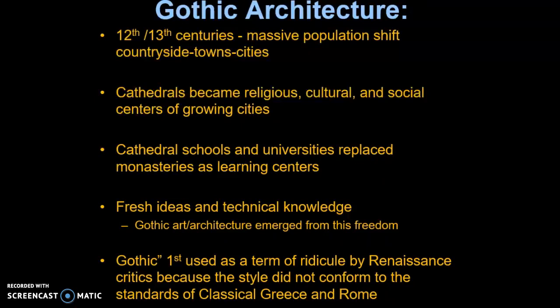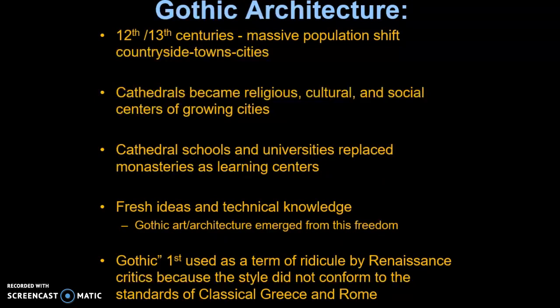So just to summarize some of the major themes of Gothic, we are seeing a massive shift in population in Europe during the 12th and 13th century. People are moving from countrysides to towns. So the towns are growing, of course, to become cities. And really the cathedrals become a very important part of the cities. They act as a social center, and obviously for religious and cultural issues as well.